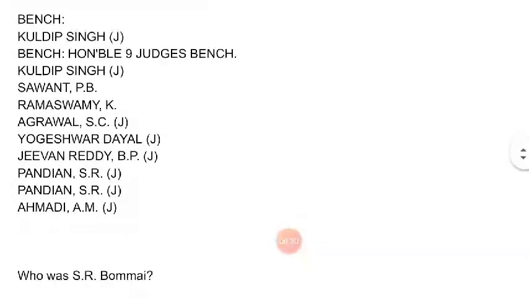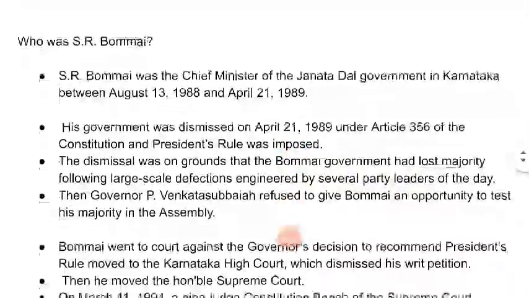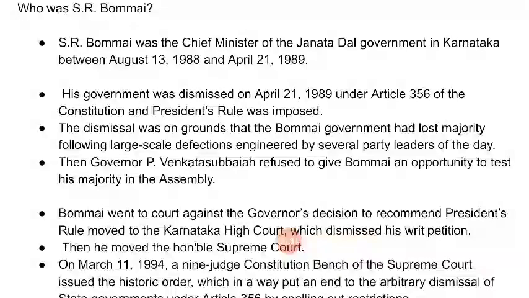So let's begin with the facts of the case. So who was S.R. Bommai? S.R. Bommai was the chief minister of the Janata Dal government in Karnataka between August 13, 1988 and April 21, 1989. His government was dismissed on April 21, 1989 under Article 356, that is the President Rule, as we know, of the Constitution of India. So the President Rule was imposed there.